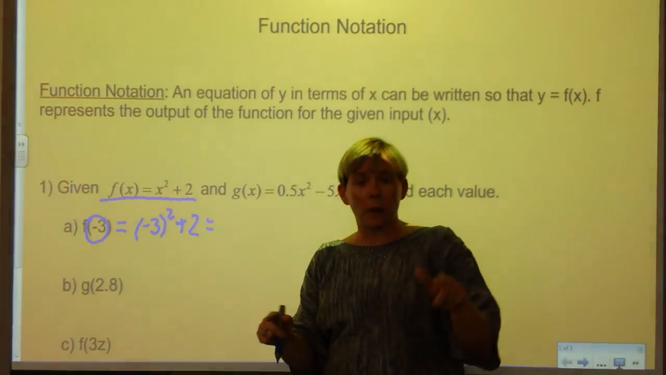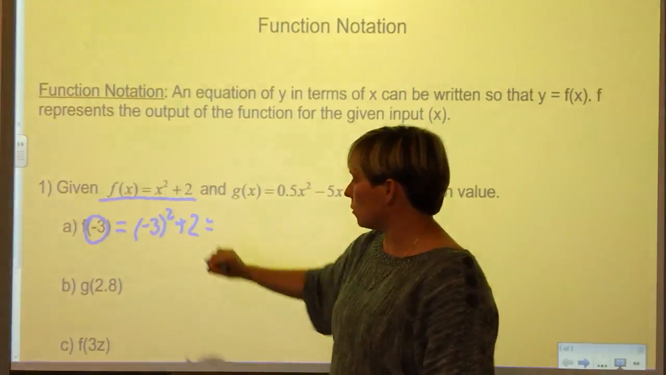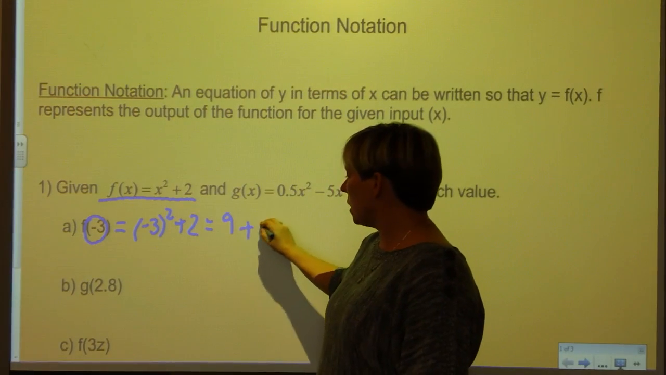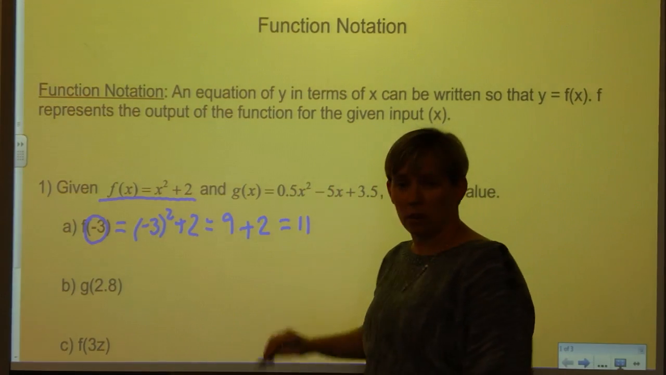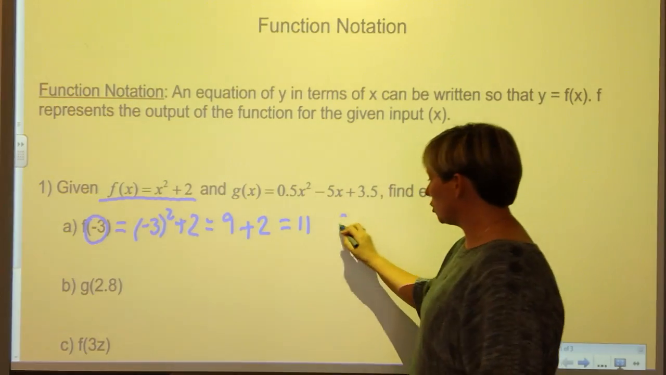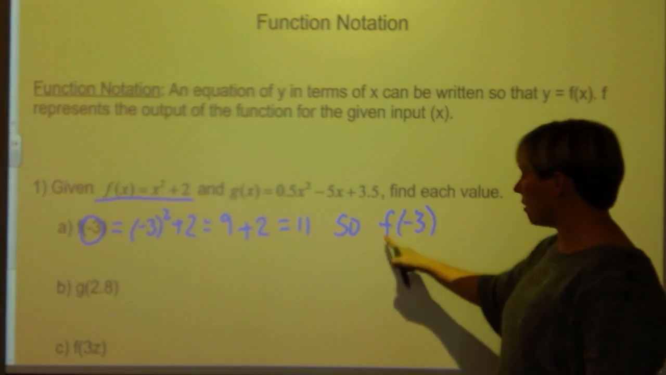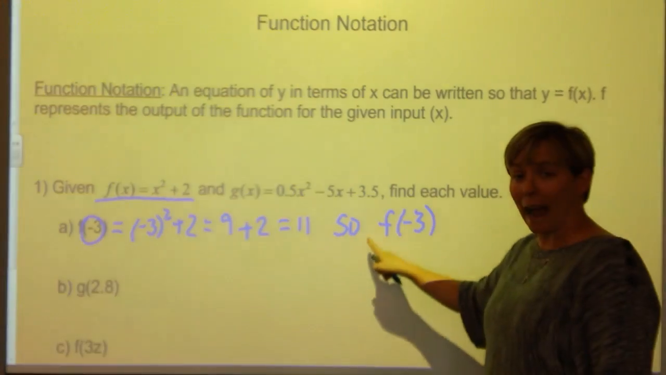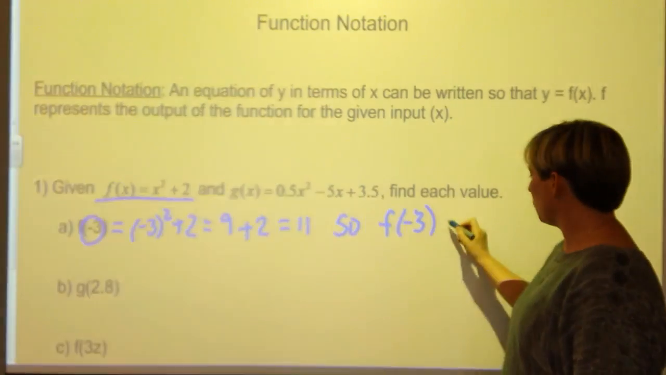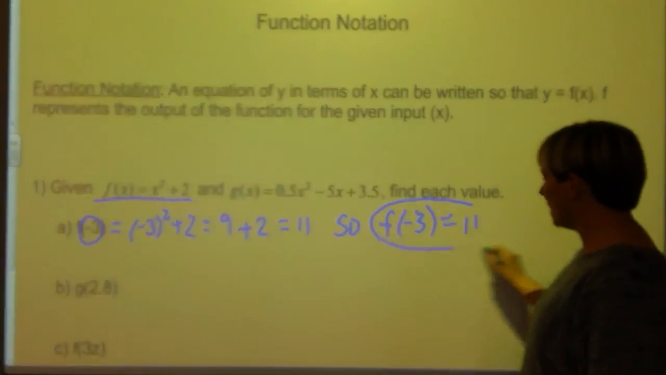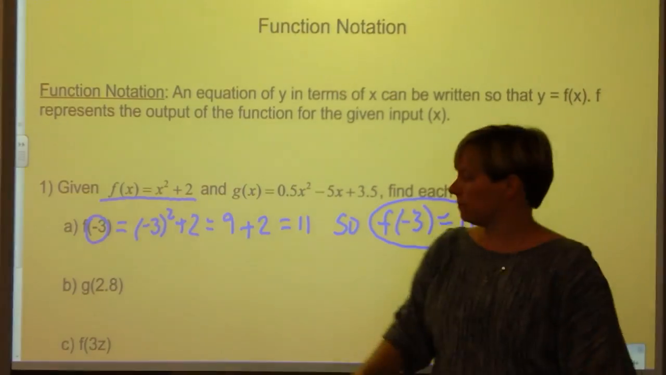From there, I use my order of operations. Negative 3 squared would be 9, plus 2 would be 11. So in my function notation, my shorthand notation, I can say that the f of negative 3, the function of negative 3, my output, when I input negative 3, is 11. So it makes my writing a lot shorter.